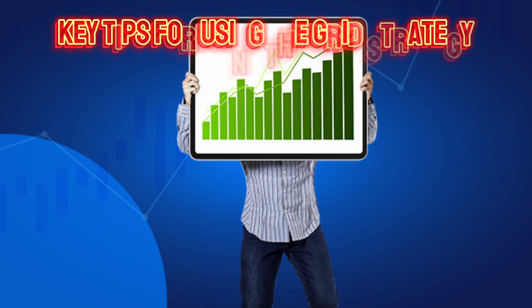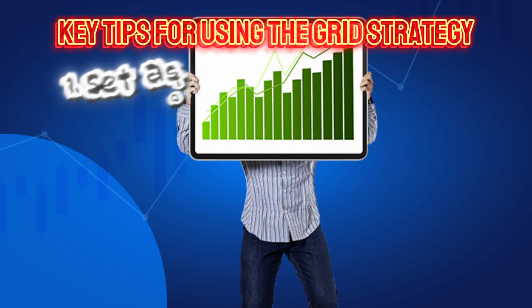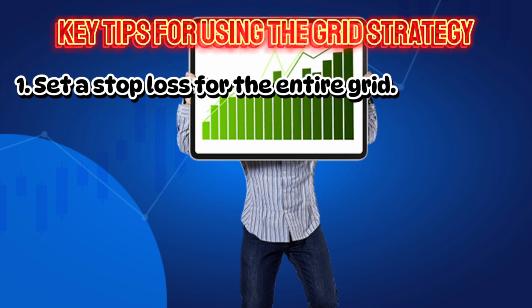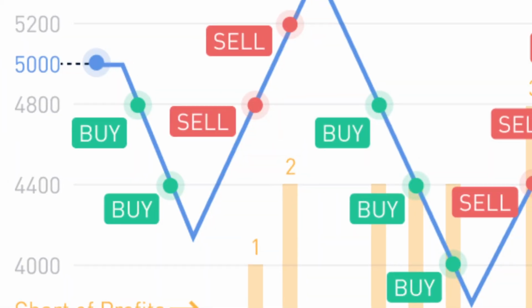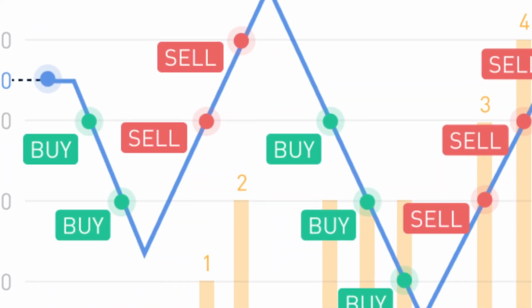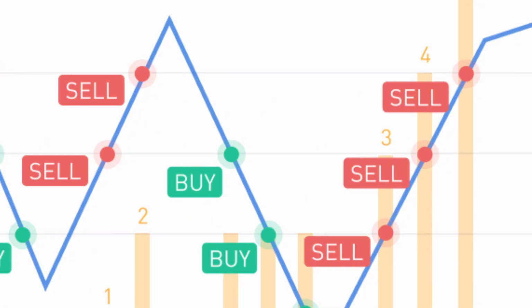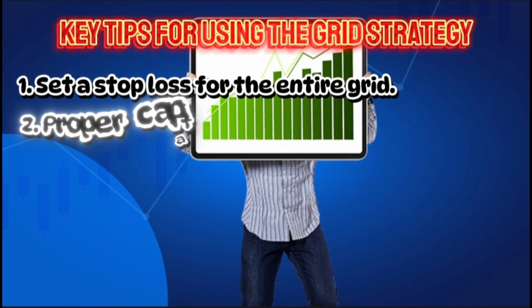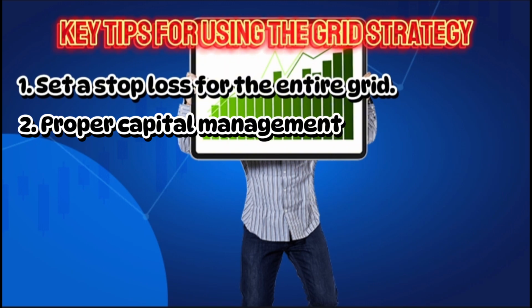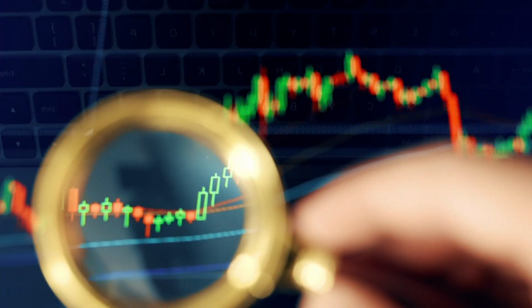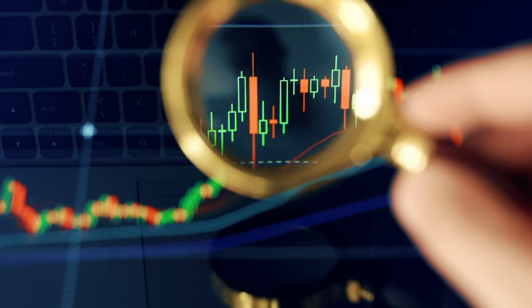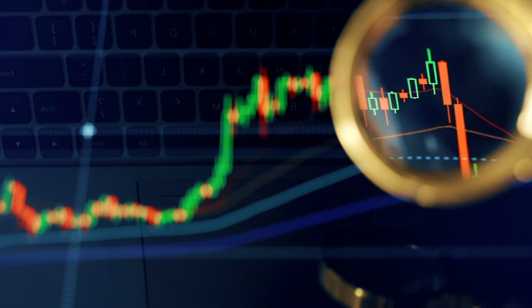Key tips for using the grid strategy. 1. Set a stop loss for the entire grid. To protect your capital if the price moves out of the expected range, it's essential to set an overall stop loss for the whole grid. 2. Proper capital management. Each order's volume should be set so that even if all grid orders are triggered, the overall risk remains manageable.